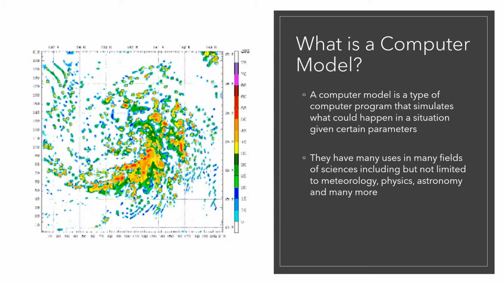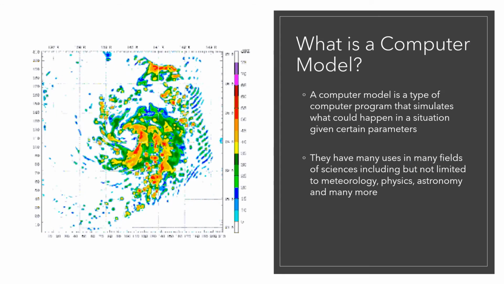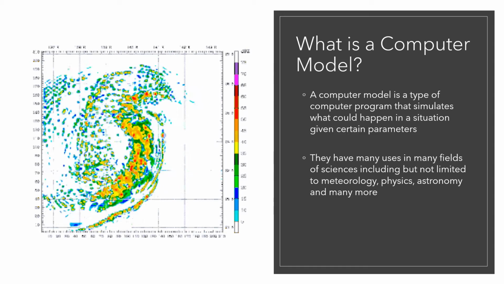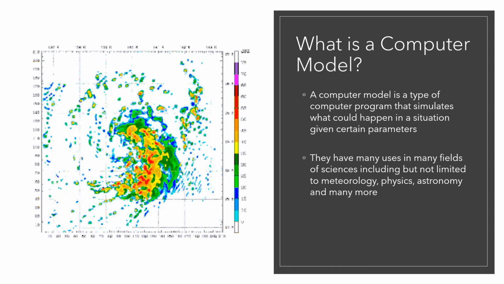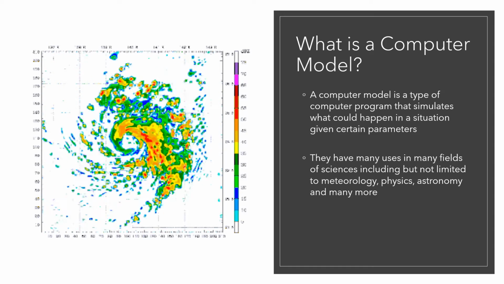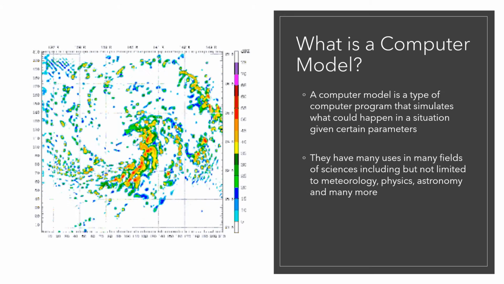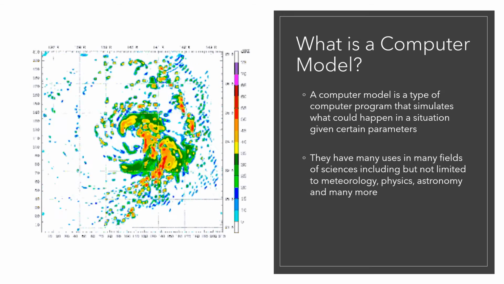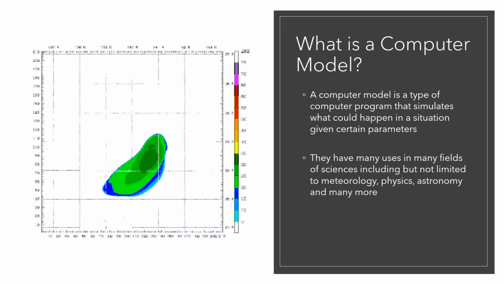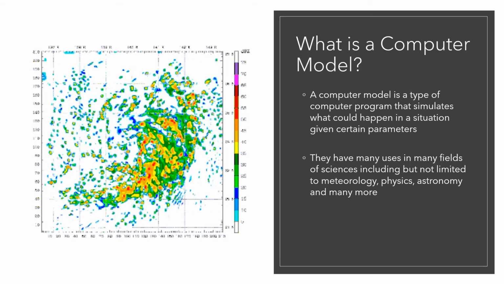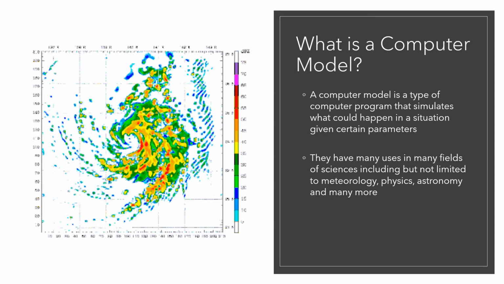A computer model is a type of computer program that simulates what could happen in a situation given certain parameters. They have many uses in many fields of science, including but not limited to meteorology, physics, astronomy, and many more. For example, in meteorology, to the left of the text is a computer model of a hurricane taken from meteorological data from satellites.